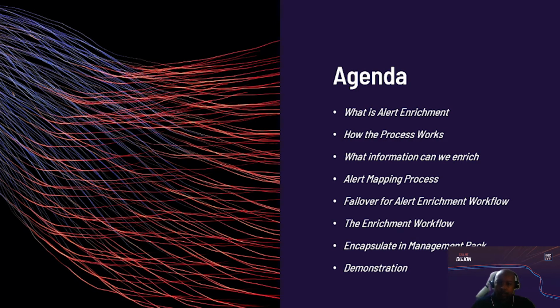Just to cover the agenda, we will be going through what is alert enrichment. We will also discuss in more detail how the process works and how everything comes together. We will also cover what information can actually be enriched when we look at our alerting data. We'll also be covering the alert mapping process, so how we actually structure the alert enrichment workflow and where everything will be mapped. We'll also cover more of the back end side of how the failover will actually work whilst the alert enrichment workflow is running in place.